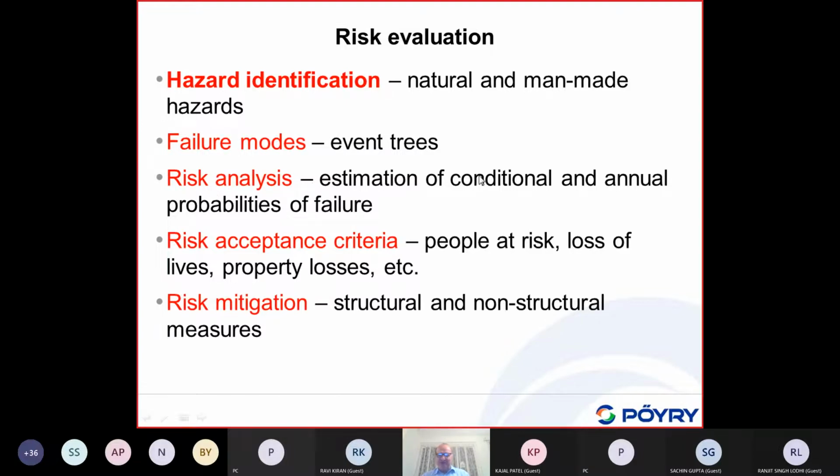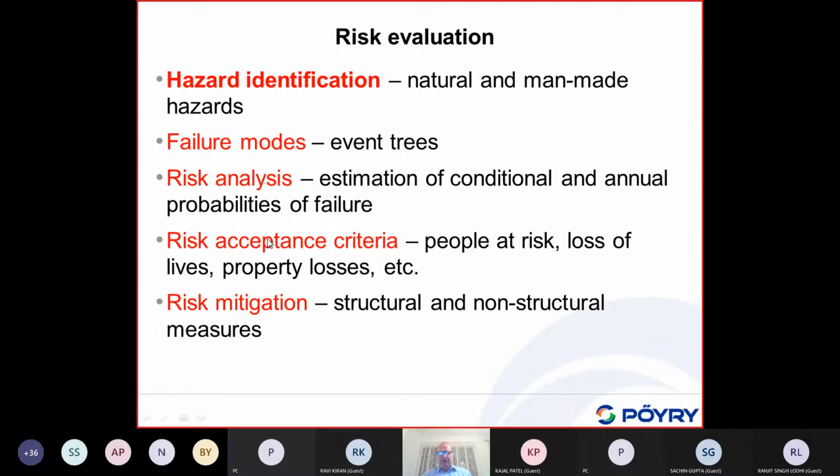We can estimate conditional and annual probabilities of failure. A conditional probability is, for example, for spillway gates: if a 100-year flood occurs, what is the probability that you cannot operate the spillway as planned? The annual probability is if you look into different types of floods which could occur with certain probabilities during an average year.